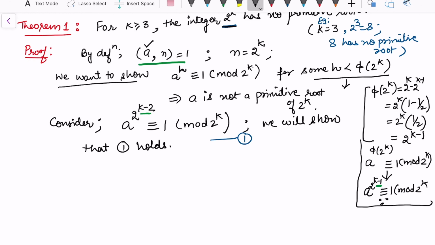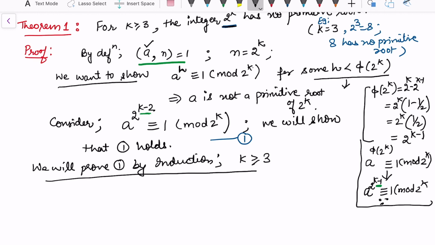So that will ensure that 2 to the power k has no primitive root. Now this result I am proving by induction. We will prove 1 by induction. And also note here that once we apply induction, k is given as greater than or equal to 3 in the statement. So the least value I can choose for k is 3.